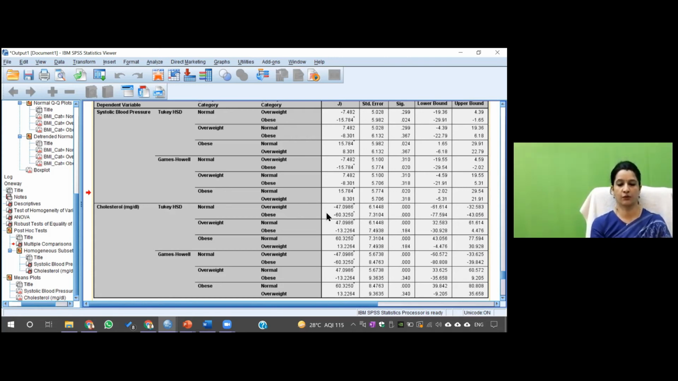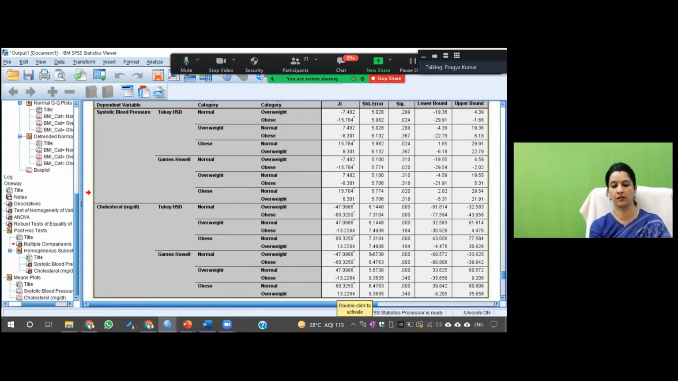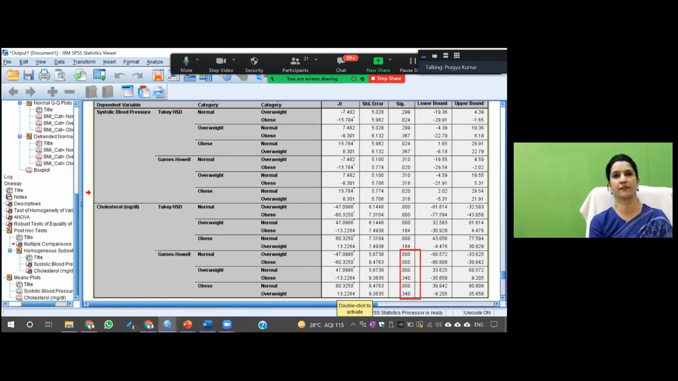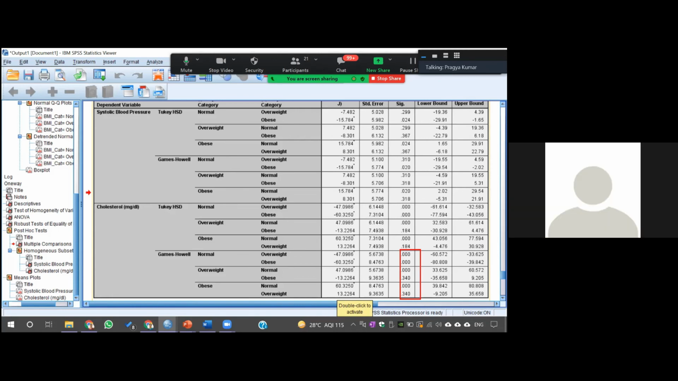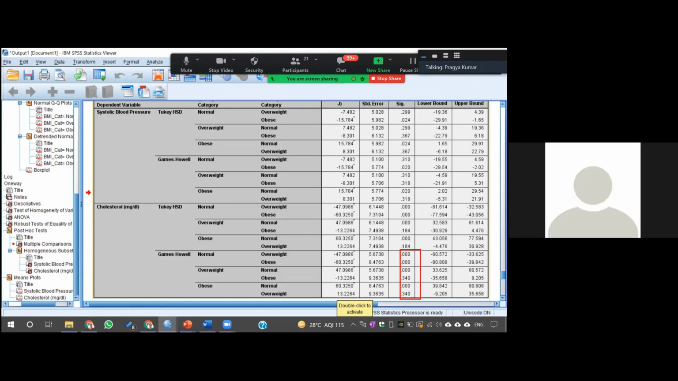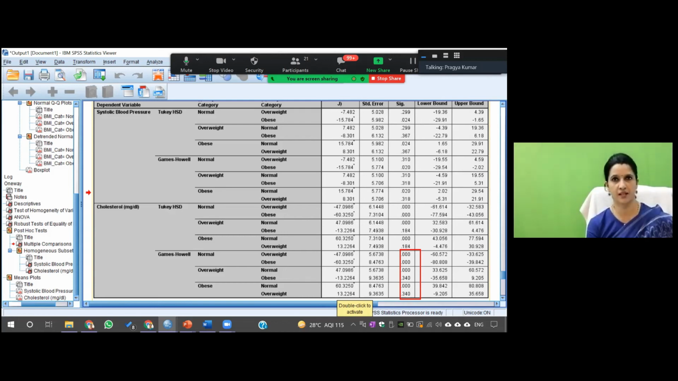If not, then I'll go to the cholesterol because I have to use this Games-Howell. Why am I using this Games-Howell? Anyone? Please tell me. Ma'am, because variance is not equal. And how can you say that variance is not equal? Ma'am, on the basis of Levene's statistic. Okay. And what should be the value of Levene's statistic? It should be greater than 0.05. Yes, Ashish, you are right.